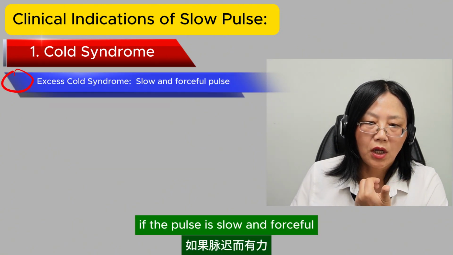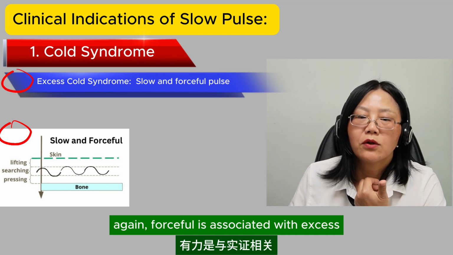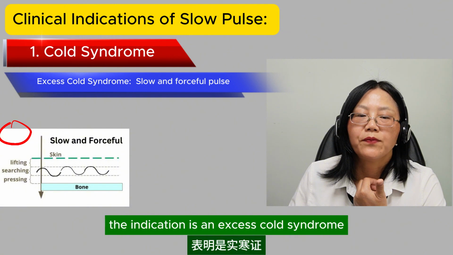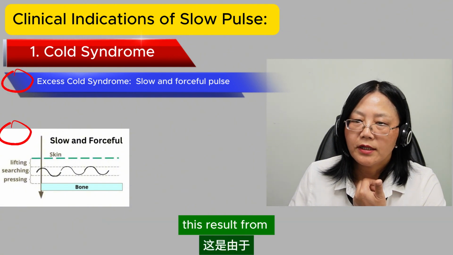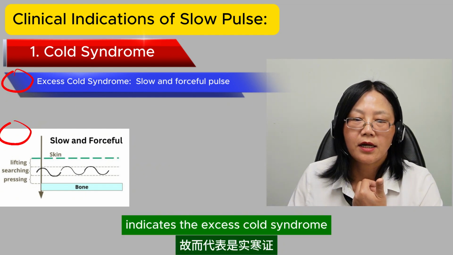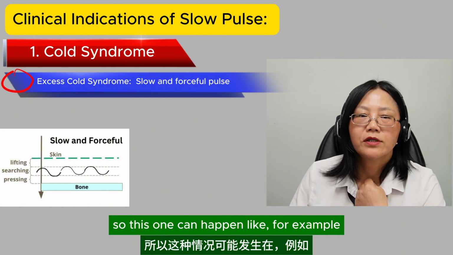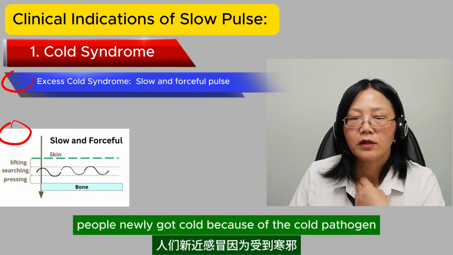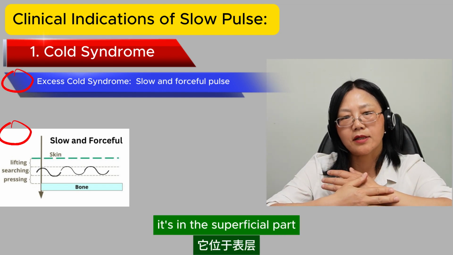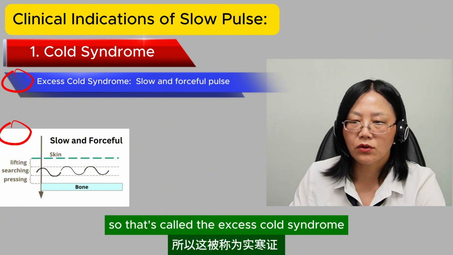If the pulse is slow and forceful, again, forceful is associated with excess. So a slow and forceful pulse indicates excess cold syndrome. This results from yang qi stagnated by cold. This can happen, for example, when people have newly caught a cold because of cold passage. The cold is in the superficial part, and the people react to the coldness. So that's called the excess cold syndrome.